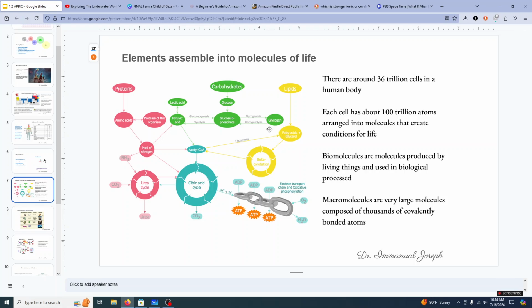There are 36 trillion cells in the human body, and each cell has about 100 trillion atoms. And you can imagine the complexity of choices that come up, and how each of these have to be carefully coordinated. And this coordination happens because of the innate chemical properties of the elements that form biological molecules.